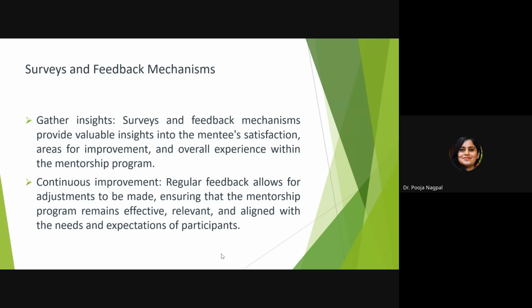Okay. In any form, there may be a digital form, there may be a hard copy form for collecting that particular experience. Continuous improvement: regular feedback allows for adjustments to be made, ensuring that the mentorship program remains effective, relevant, and aligned with the needs and expectations of participants.